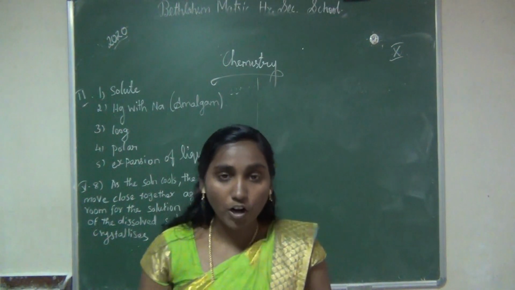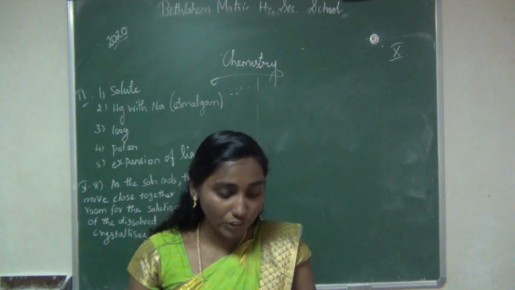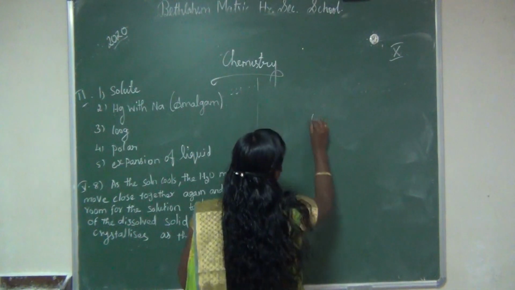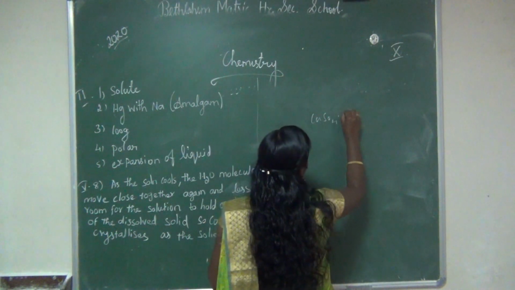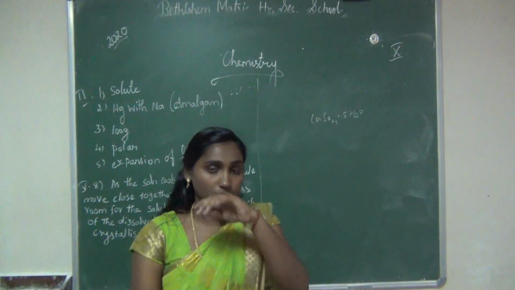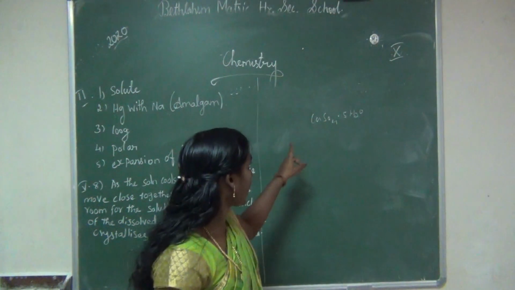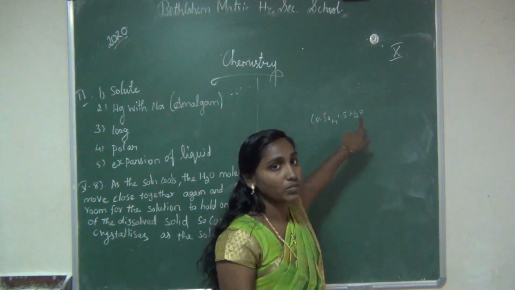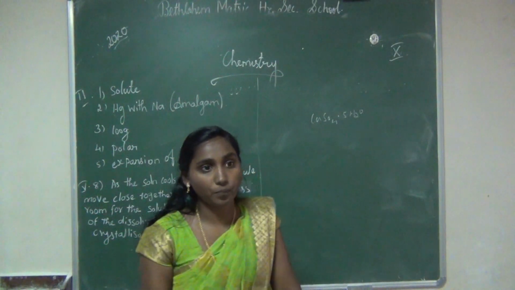Then see, match the following. Roman letter 3, blue vitriol. What is the chemical formula of blue vitriol? CuSO4 5H2O. Copper sulfate pentahydrate. Match the following. First one answer, CuSO4 5H2O. Blue vitriol chemical formula.